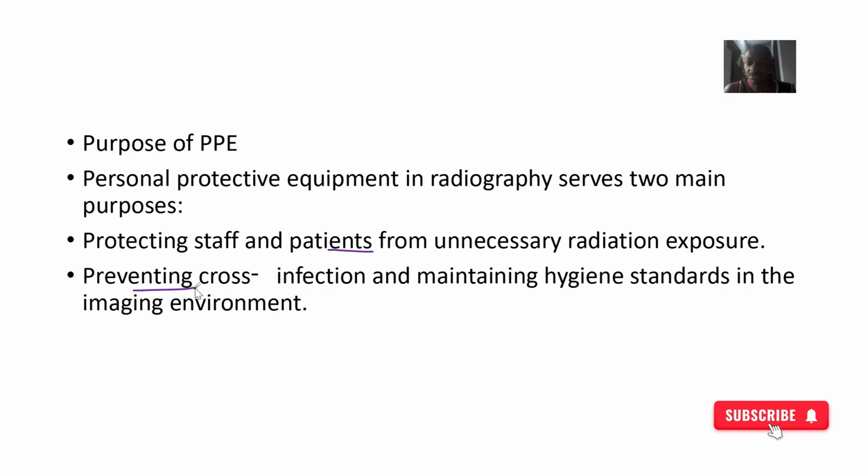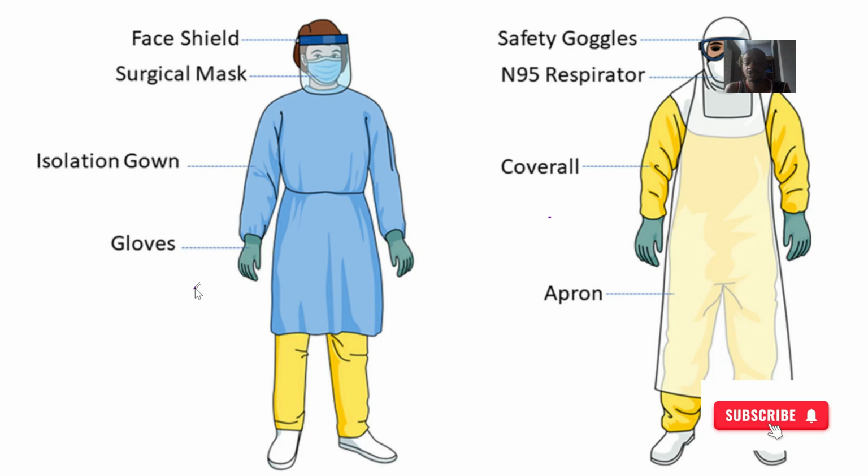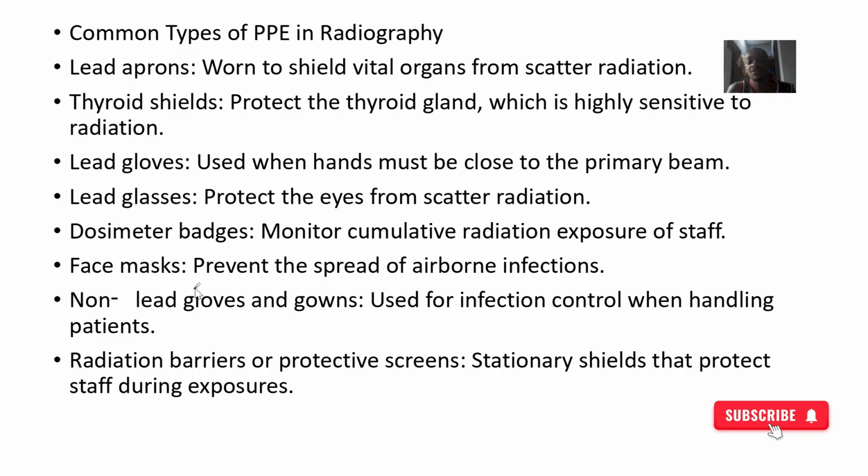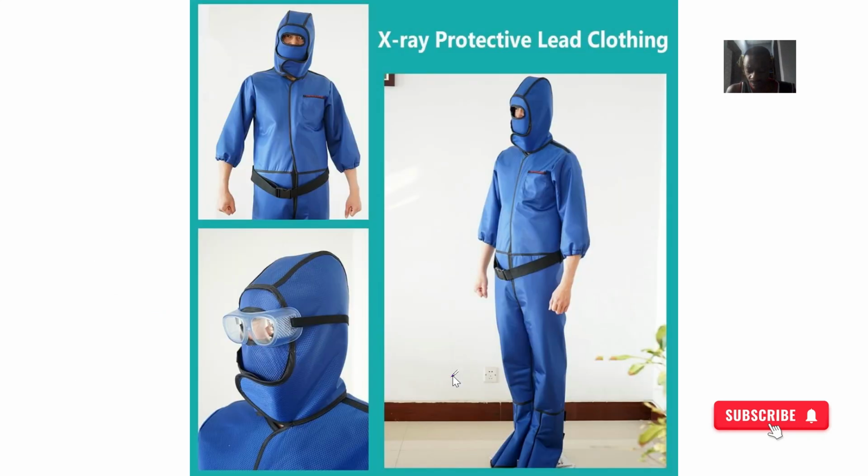Common types of PPEs. We're going to talk about all these types: the gloves, the apron, the face masks, the rest of it. So we have the lead aprons, we have the thyroid shields, usually used to protect the thyroid gland. We have the lead gloves, the lead glasses, the dosimeter badges. Those will be monitoring cumulative radiation exposure for staff. Then we have face masks, non-lead gloves and gowns. Then we have the radiation barriers or protective screen. Okay, that's what we got for that.